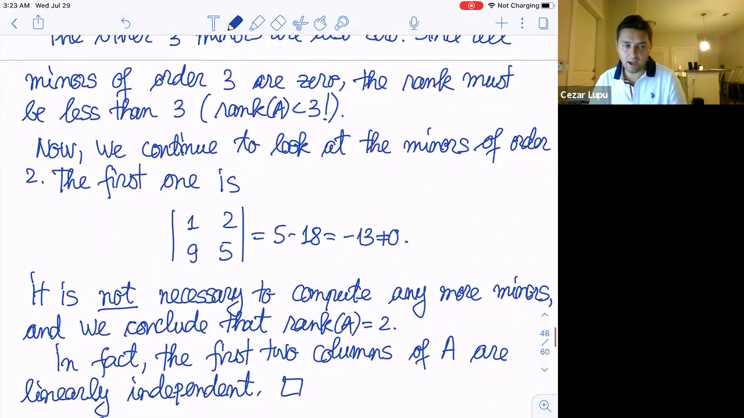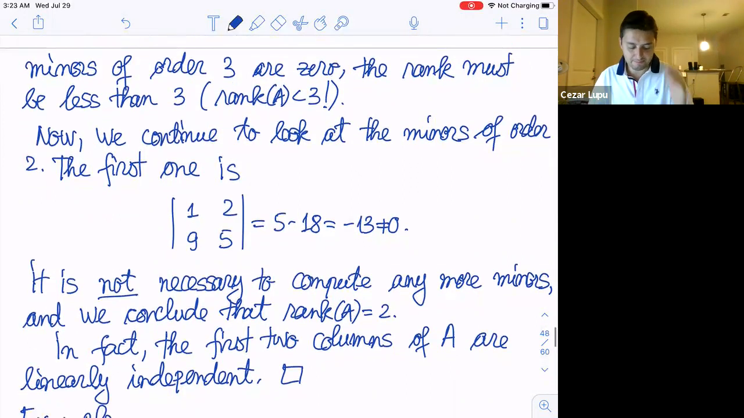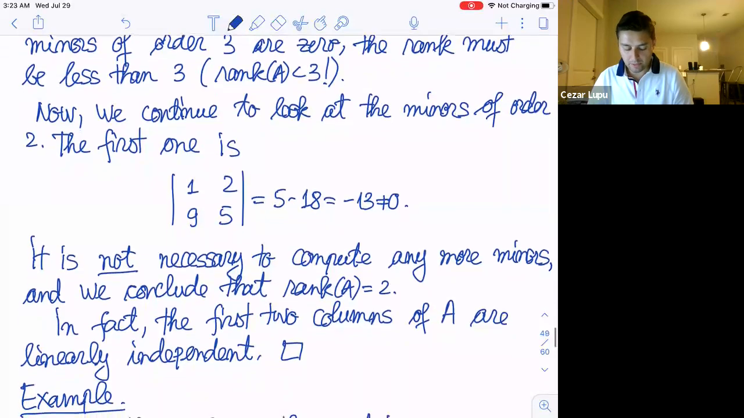And in fact, you can also see that the first 2 columns of A are linearly independent, if you want to use the classical definition of the rank of a matrix.